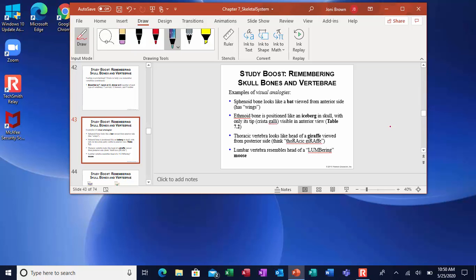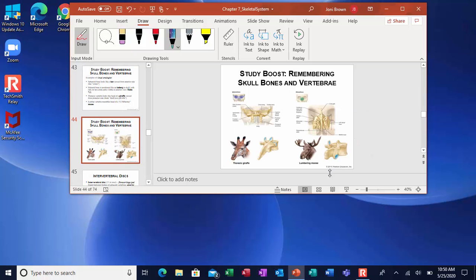These are some others. The sphenoid bone looks like a bat. The ethmoid bone looks like an iceberg, and only the tip of it, the crista galli, is actually something you see. The thoracic looks like a giraffe, and the lumbar looks like a moose. So that should help with those.